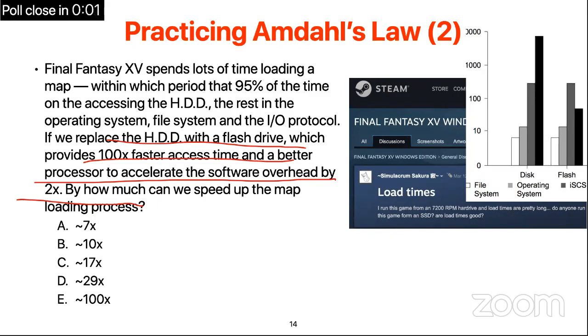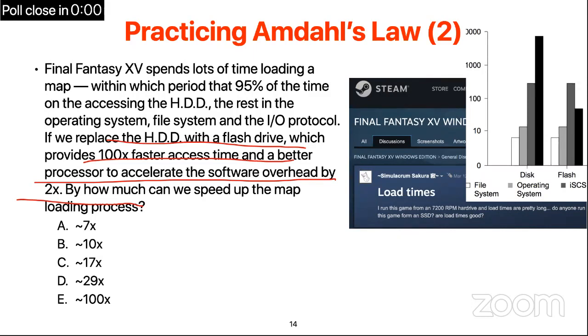Let's wrap up in 5, 4, 3, 2, 1. Time is up. Okay, so right now we have a split. Half of you think it's C, half of you think it's D. So can I have some of you share what you think? If you think it's C, how do you get your answer? If you think it's D, how do you get your answer?